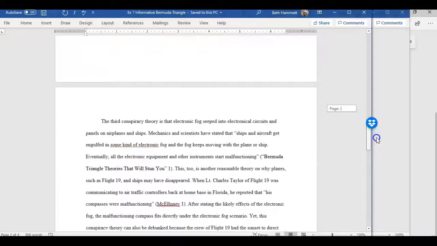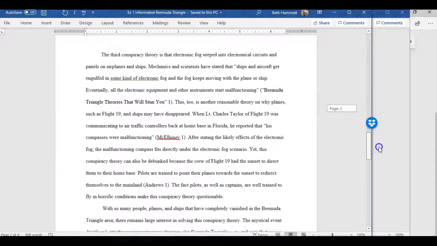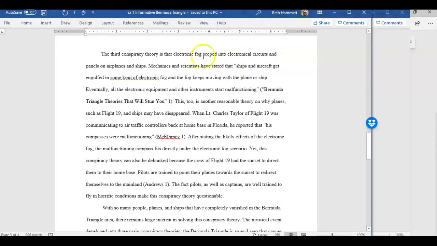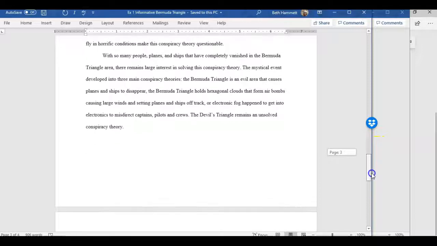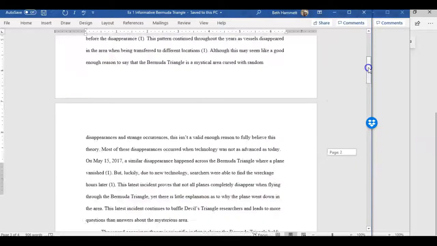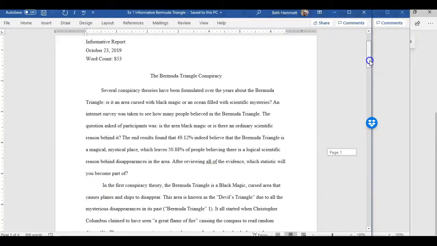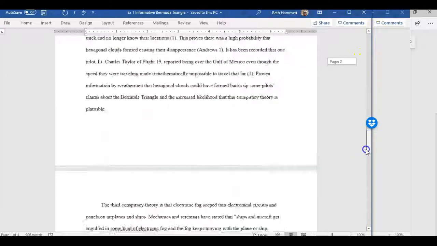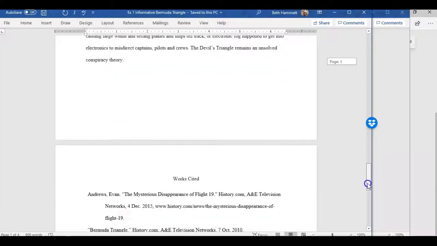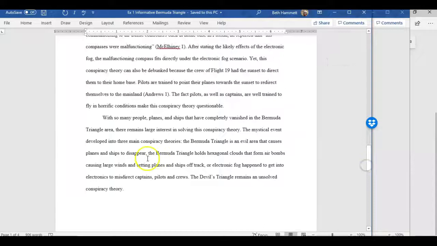This one has a third one. Focuses on the electronic fog that seeped into electronic currents and panels. All right. Because I guess they needed the link there probably. So they added the third one in. I'm not sure if that's, yeah, I guess because it's scientific. So they put it under that, kind of that heading there. So it worked. Yeah, and then remember that your conclusion should come back.